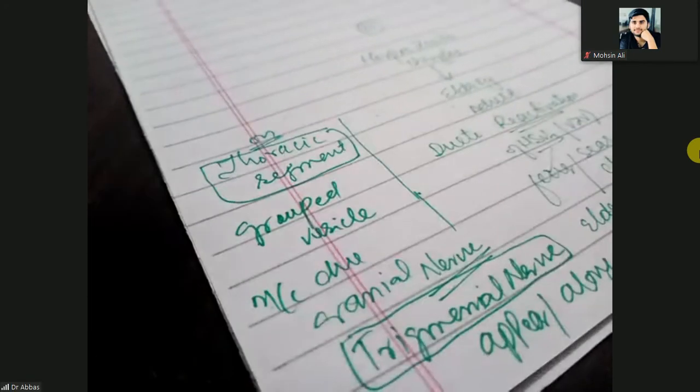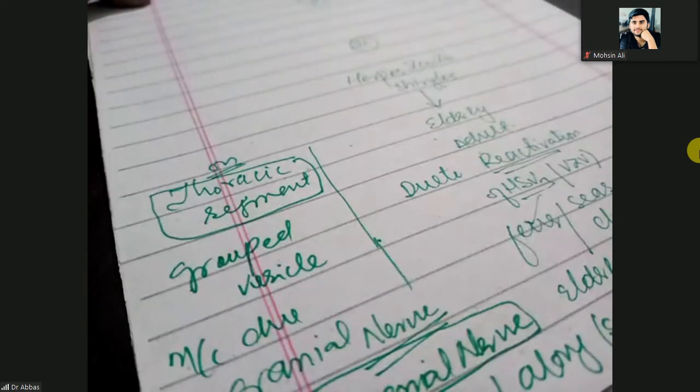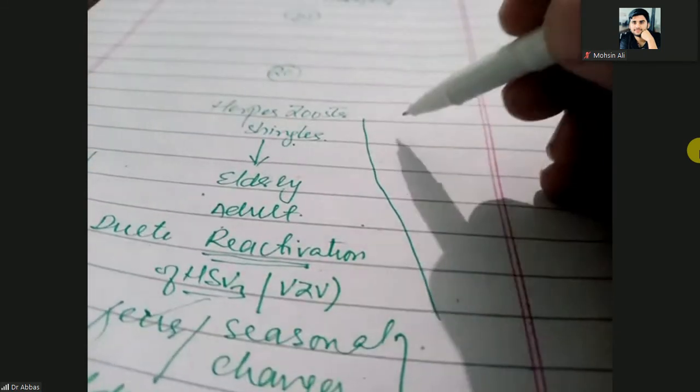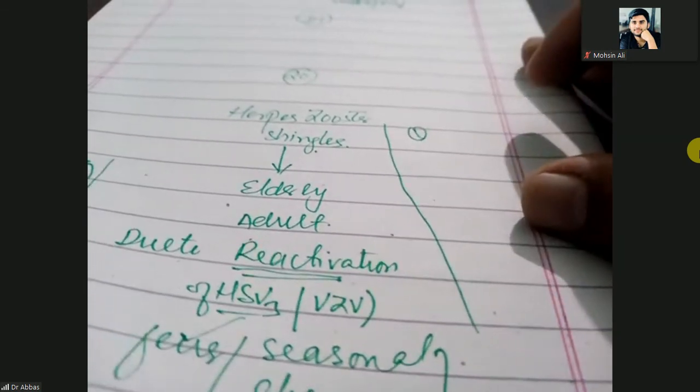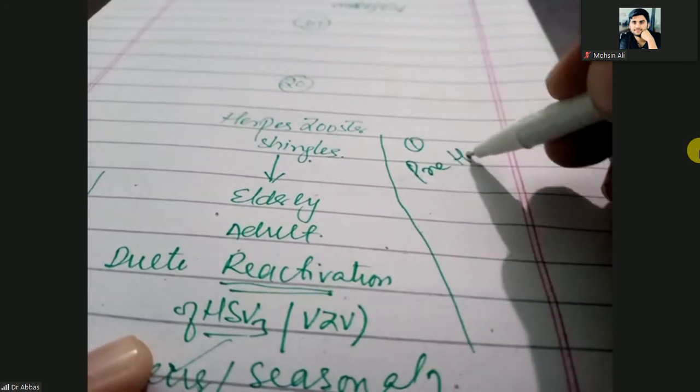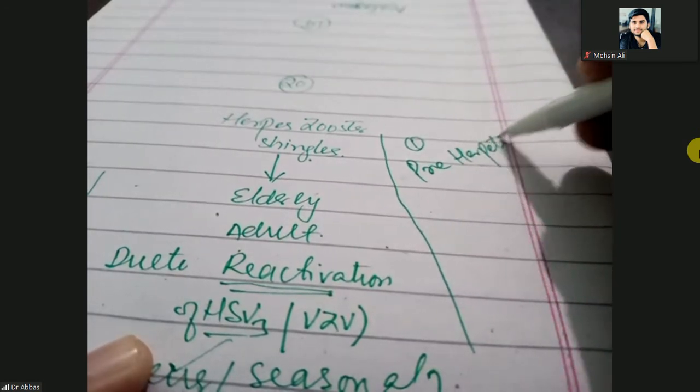So when this herpes zoster shingles appears, there are three conditions. The first condition is preherpetic neuralgia.